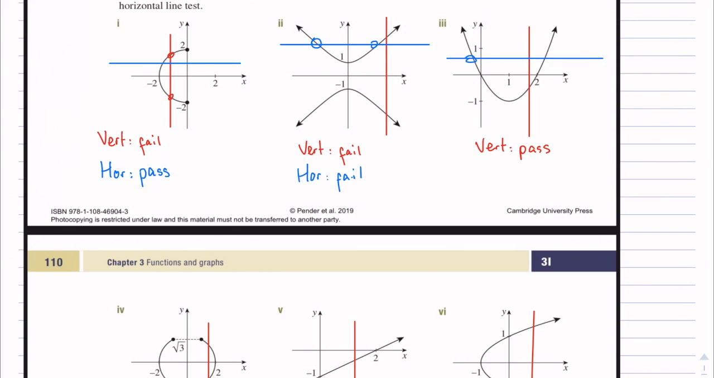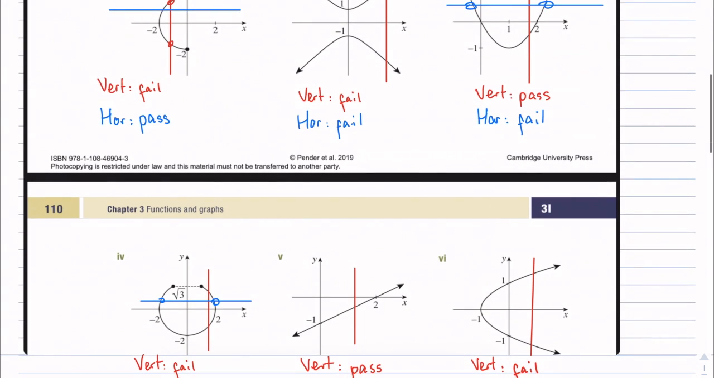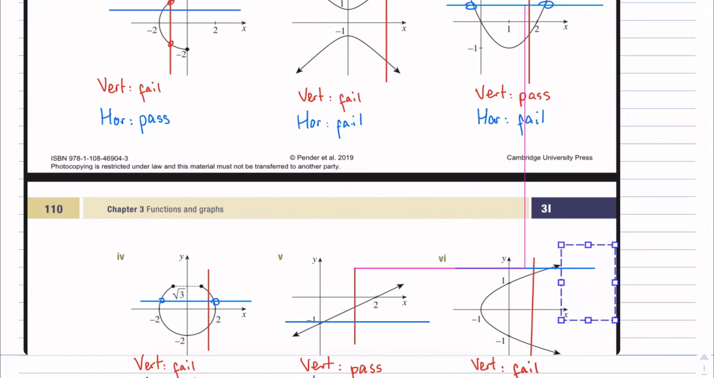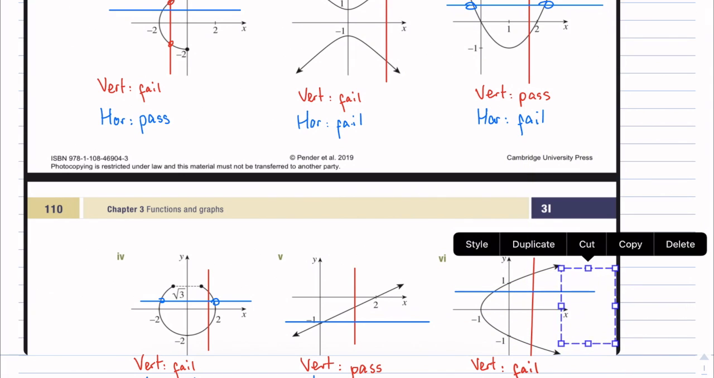Horizontal line, again, fail because it hits it twice there. Horizontal line, that's the worst horizontal line I've done today. There we go, that's definitely a fail. Horizontal line, doesn't matter where I put my line, I'm only going to hit this thing once. Horizontal line, once again, doesn't matter where I put it, it's only going to hit the graph, the black line, once.